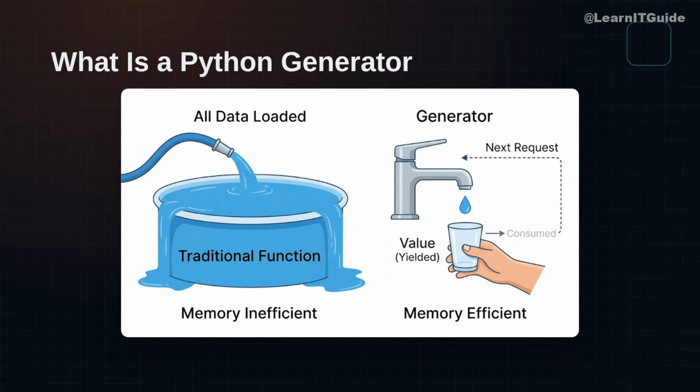So what is a generator really? It is a function that pauses its execution and yields a value, then waits to be called again. Think of it like a water faucet. Instead of filling an entire swimming pool just so you can take one drink, the faucet gives you a single glass of water exactly when you need it. You consume the data, discard it, and only then does the generator produce the next piece. This lazy evaluation is the key to memory-efficient programming.